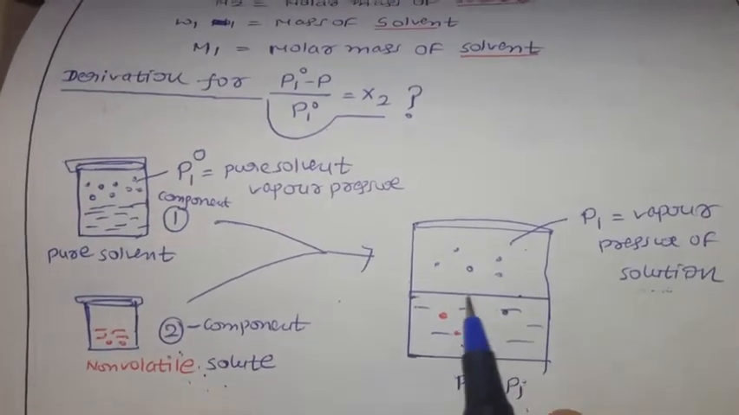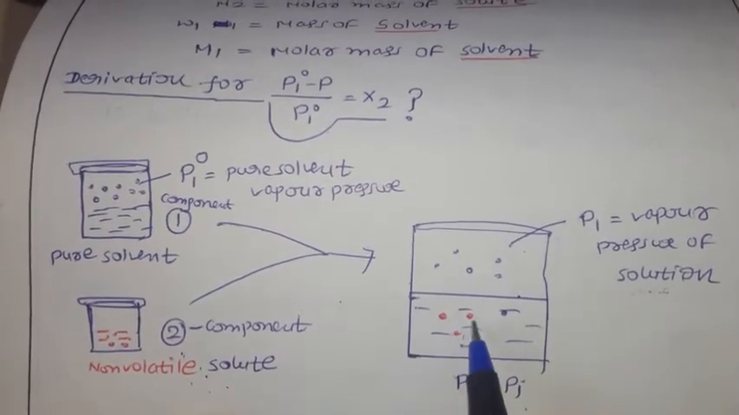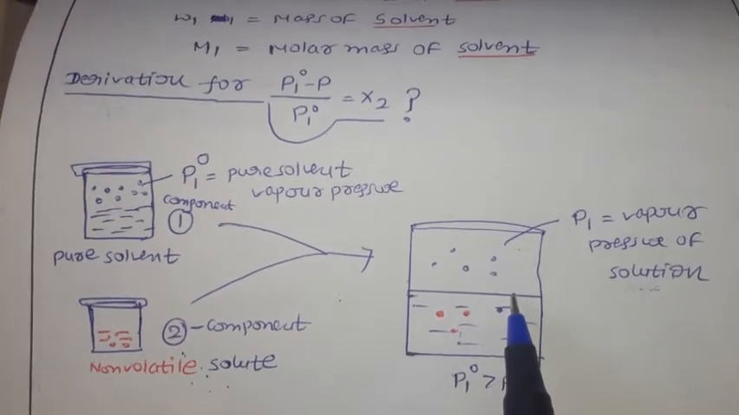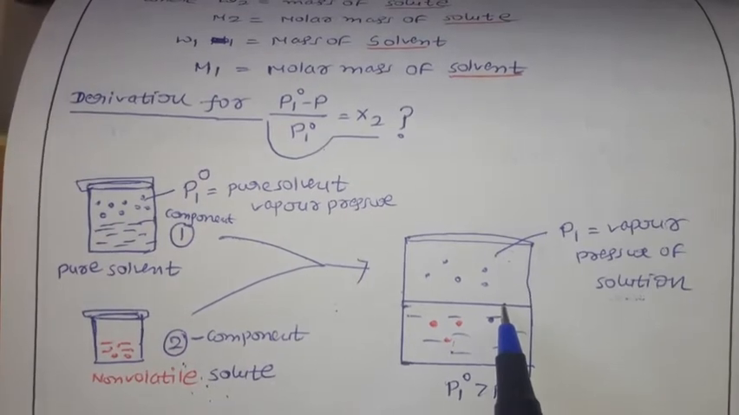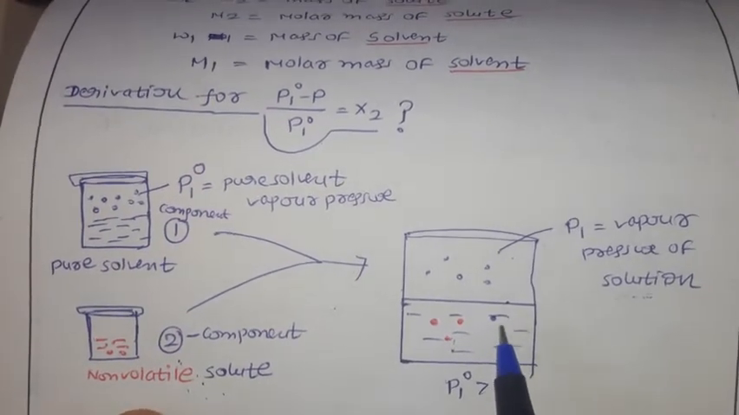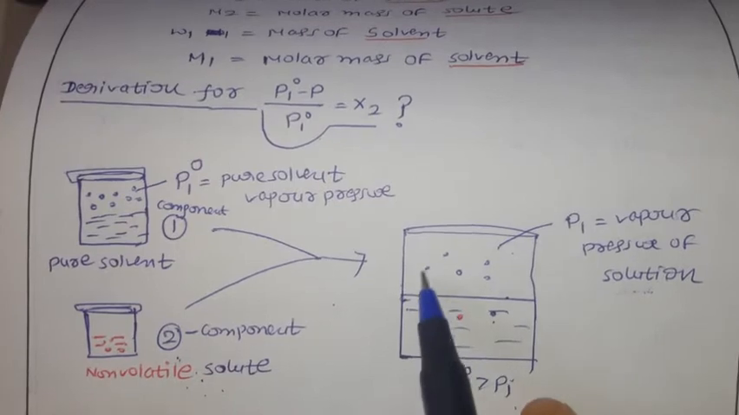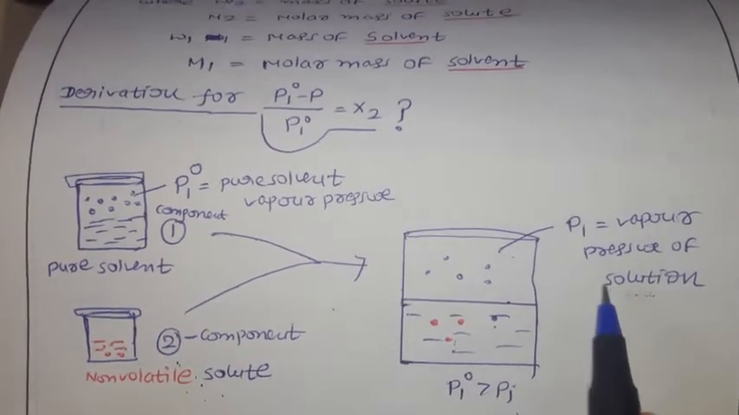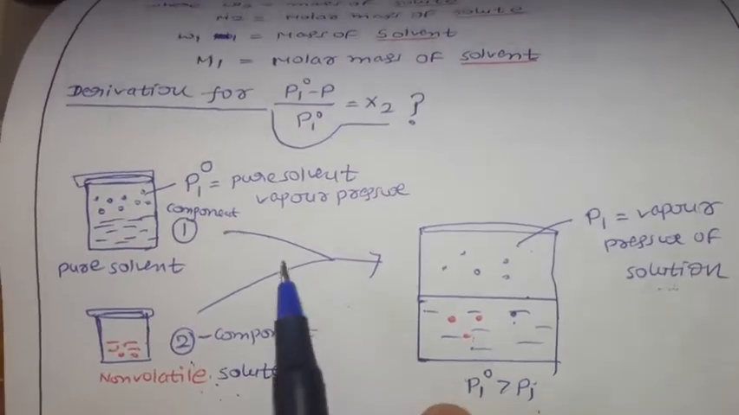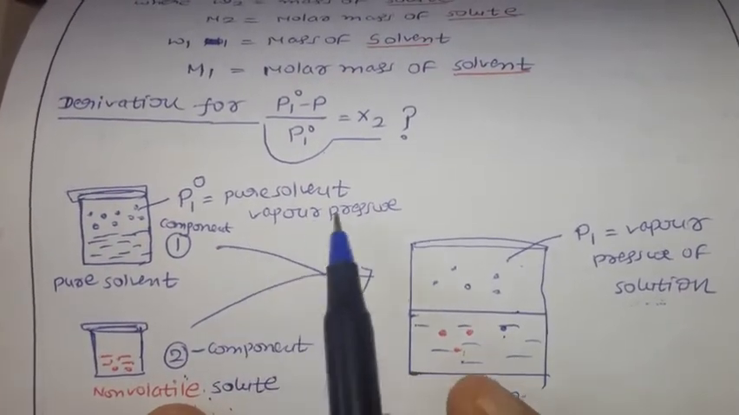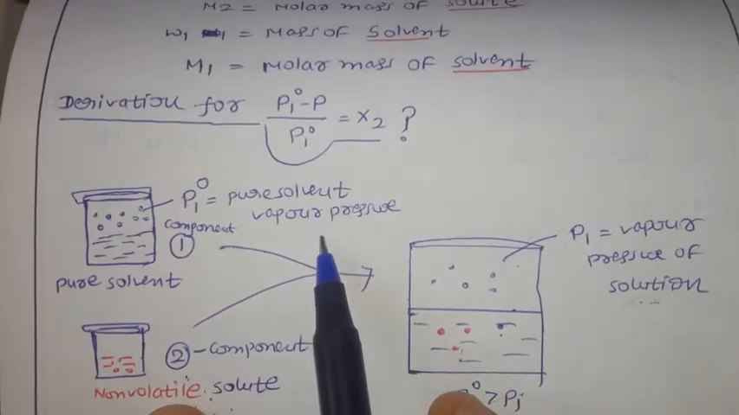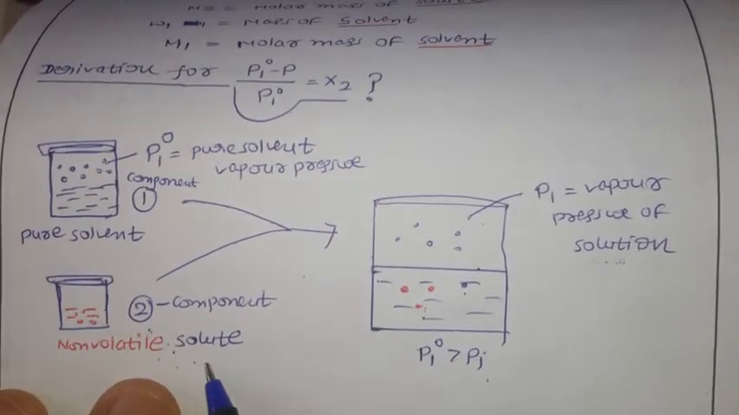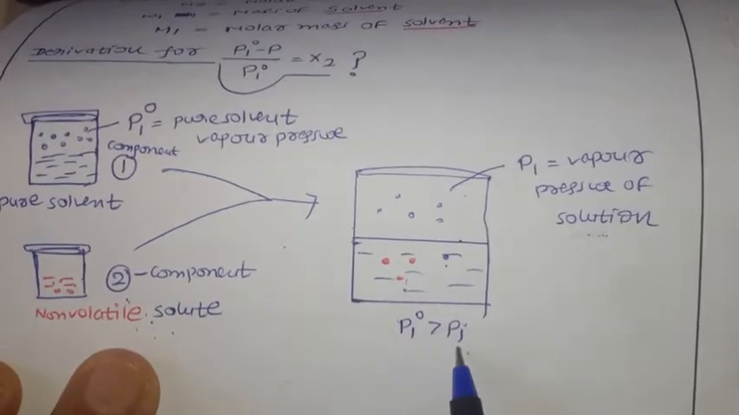So what happened on the surface? This non-volatile solute is going to sit there, and it is going to stop the vaporizing capacity of the solvent molecules. So the number of vapors of the solvent is going to decrease. Indirectly, the vapor pressure is going to decrease. So here I am going to give one statement: pure solvent vapor pressure is greater than that of the solution when you add the non-volatile solute. So P1 naught is greater than P1.